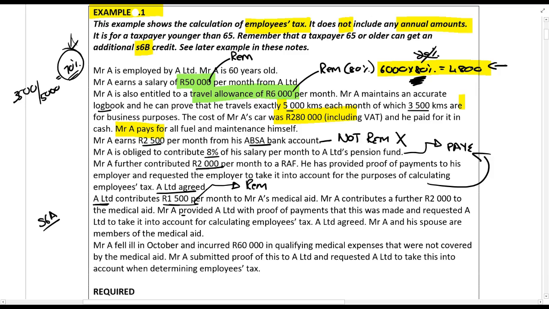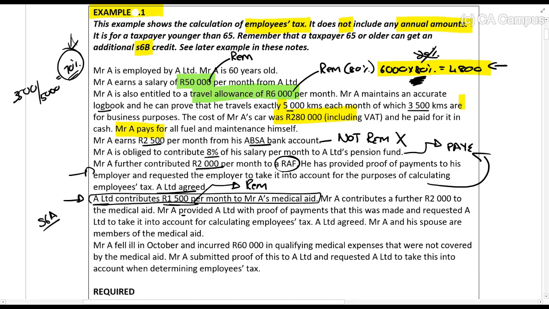Mr. A provided A Limited with proof of payments that this was made and requested A Limited to take into account, and A Limited agreed. In this specific case, that wouldn't even be necessary because A Limited contributes this. The whole idea here, and it's the same as with this RAF, is that the employer is not paying it, but the employer can take it into account if they are aware of it. In this case, where the employer is paying it, the employer obviously is aware of it, so they can take it into account.